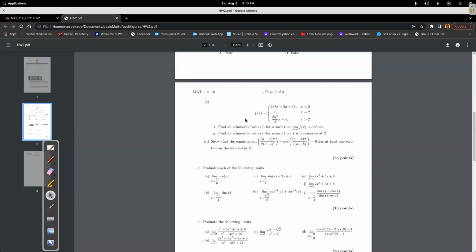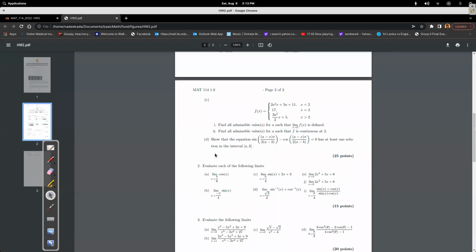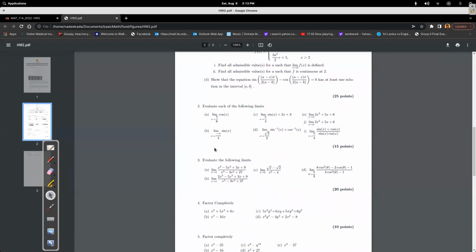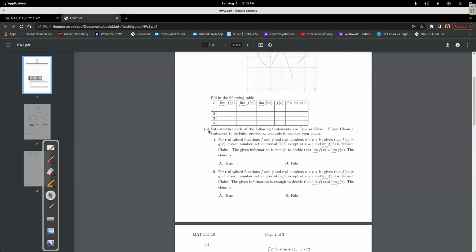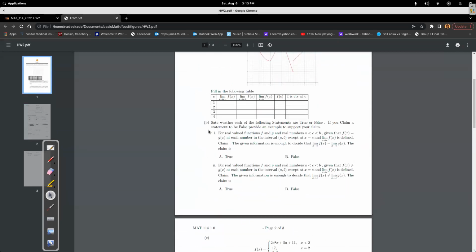Okay, one part C. Then you can also do now 4 and 3 also. Okay, one part A and B you can do.